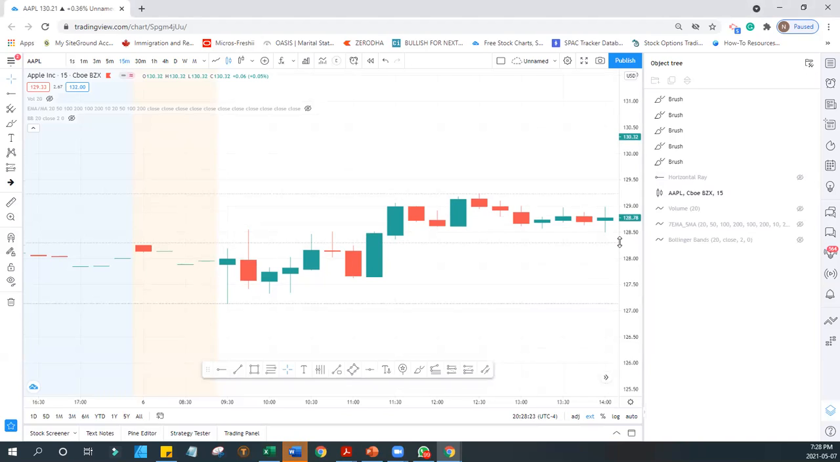I think around 10:45 is what? Can you call it a doji?